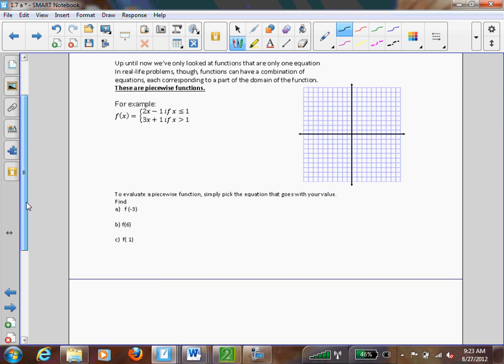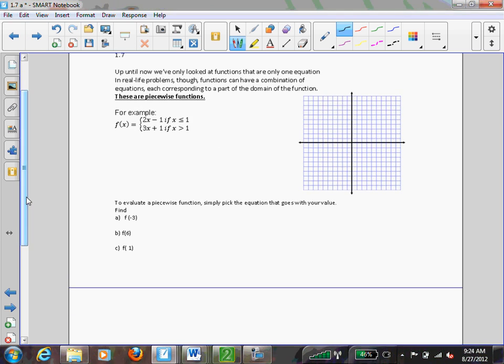Okay, so here's another type of piecewise function, and here I'm telling you the domain.